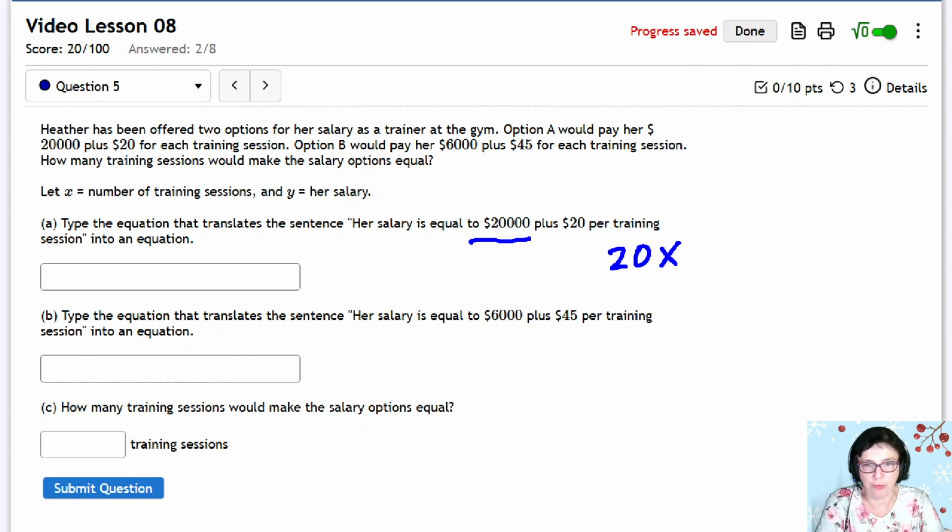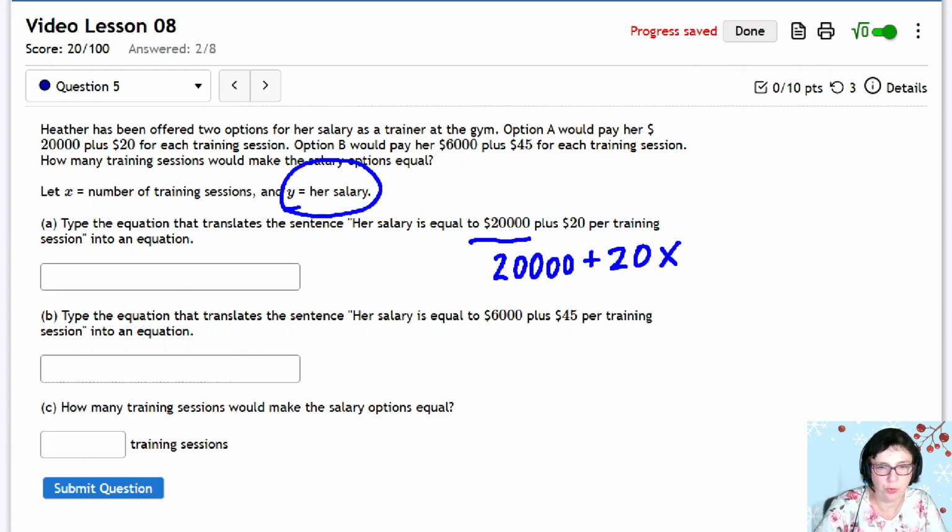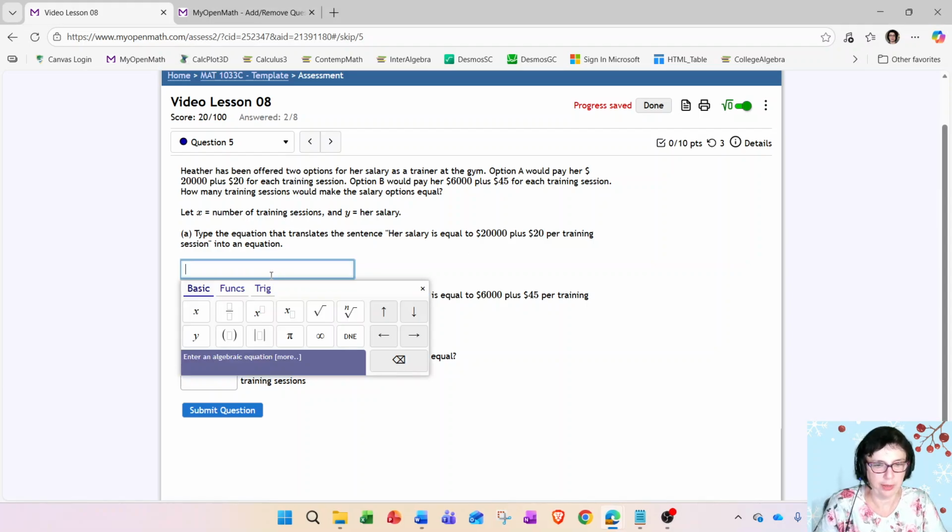Because if you're given 5 training sessions and $20 for each, you multiply it by 5. If it's X, you multiply by X. And the cost equation, or her salary, will be 20,000 plus 20x. But remember, her salary is Y. So we can translate this first sentence as Y equals 20,000 plus 20x. Let's go ahead and type that here.